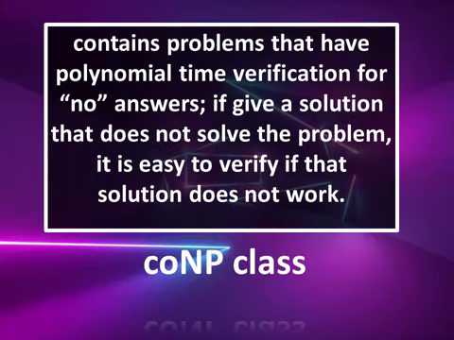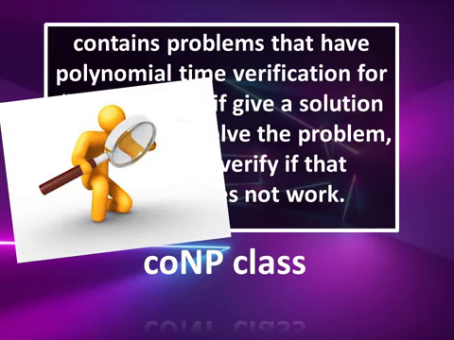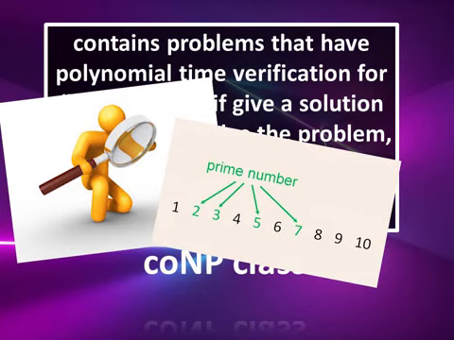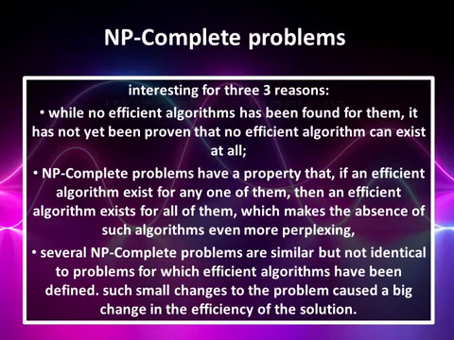The co-NP class contains problems that have polynomial time verification for no answers. If given a solution that does not solve the problem, it is easy to verify that the solution does not work. An example problem is to determine if a number is a prime number. It is in co-NP because it is easy to check if the number is not prime: if the factors are numbers other than 1 and the number itself, then the answer is no, it is not a prime number.